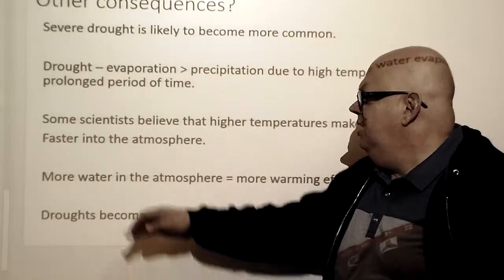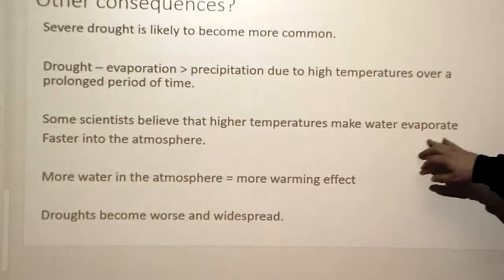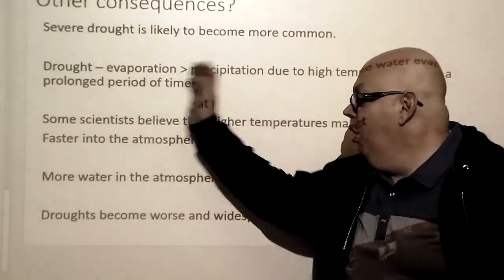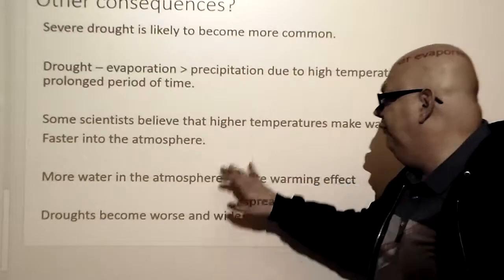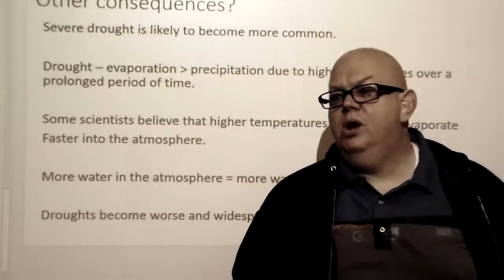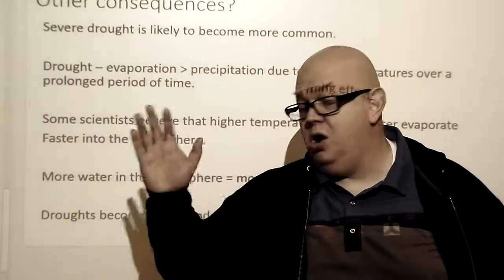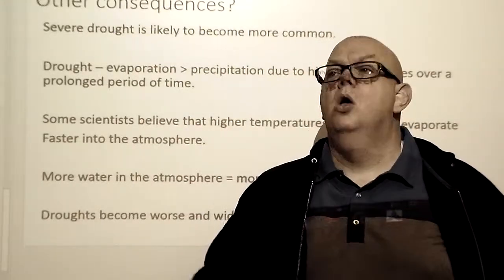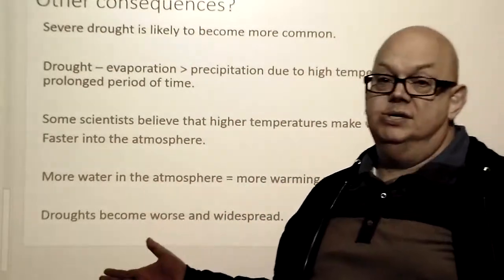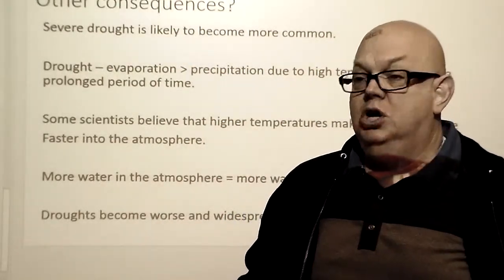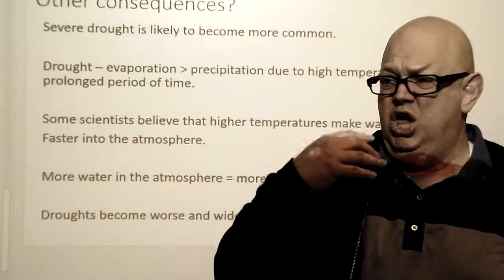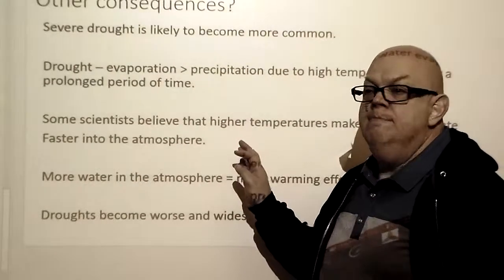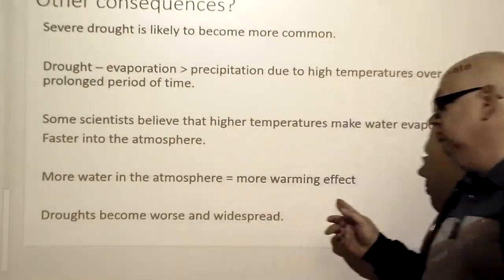Okay? Now, there are scientists who believe that higher temperatures make water evaporate faster into the atmosphere. If you have more water in the atmosphere, you have more of a warming effect. Well, if you are here in Southern California, which is where I am, okay, if you go to places like Florida, or you go back east, say like Boston, all right, or even Chicago, where, excuse me, it's humid. And I mean very, very humid. You got a lot of water vapor in the atmosphere, and it is warmer.